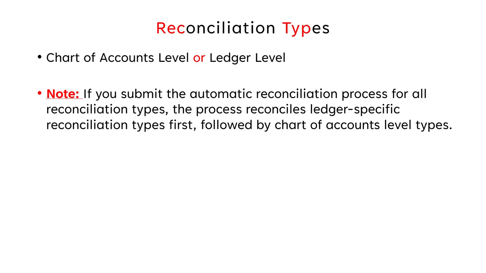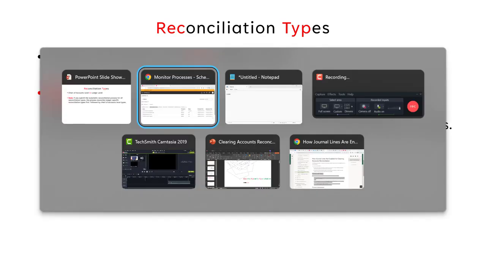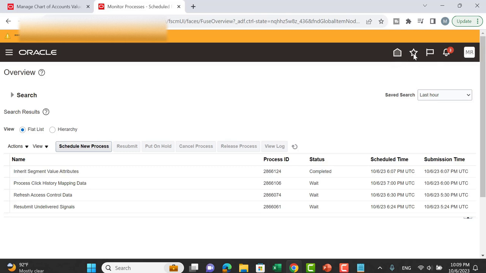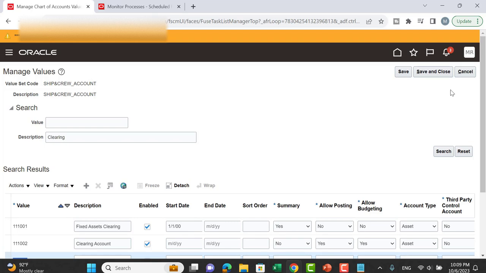If a ledger requires reconciliation rules that vary from the associated chart of accounts rules, you can specify the ledger when creating the reconciliation type. If you submit the automatic reconciliation process for all reconciliation types, the process reconciles ledger-specific reconciliation types first, followed by chart of accounts level types. So now, how to define the reconciliation types for our account, and this is the last step for how to set up or prepare the values or our ledger for reconciliation. Again, let's come back to the system. You can come here to setup and maintenance.